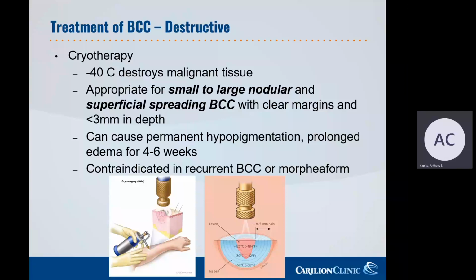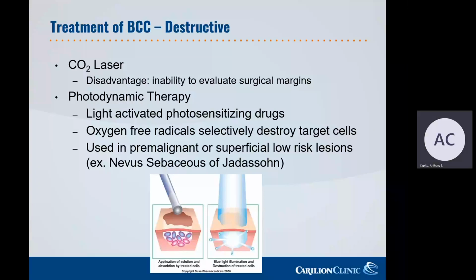Cryotherapy, this is freezing. These are for small skin malignancies. You can do this until there's a rim of whiteness around the area. We do this commonly at the VA hospital. It can cause permanent hypopigmentation, so do counsel your patients on that, as well as some swelling to the treated area. If you already have a recurrent basal cell or morpheoform, which we discussed was more aggressive and more scar-like, then this is contraindicated. There's CO2 laser, once again, unable to evaluate surgical margins.